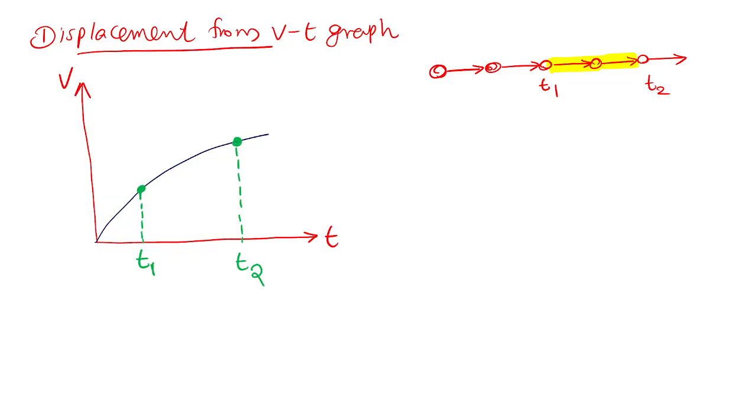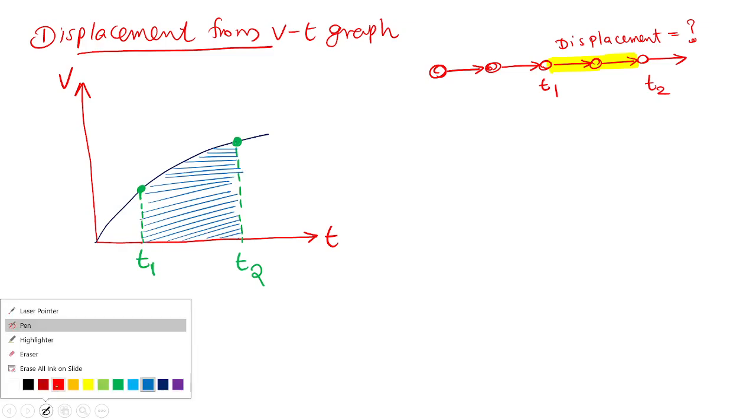From the graph, I want to find that displacement between the time intervals t1 and t2. How much displacement it covered, I want to find out from the graph. So you just find out the area under the graph. To find the displacement, what you have to do? You just find out the area under this graph.